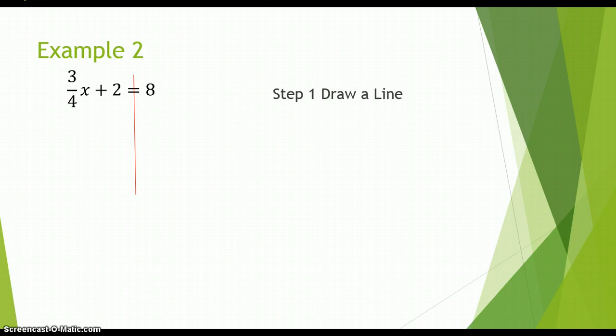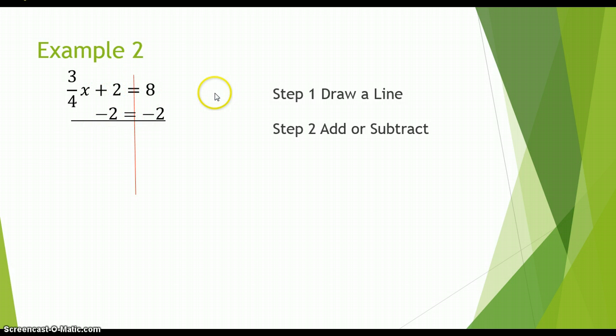Step number 1, you're going to draw a line. Step number 2, we are either going to add or subtract. We are adding 2 to our 3/4 x. The opposite of adding 2 is to subtract 2. So we're going to subtract 2 from both sides. Again, we created a zero pair, which means these two cancel out. And we are simply left with 3/4 x on the left and 6 on the right, because 8 minus 2 is 6.